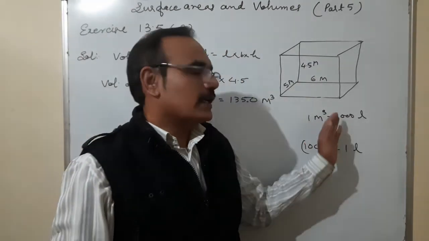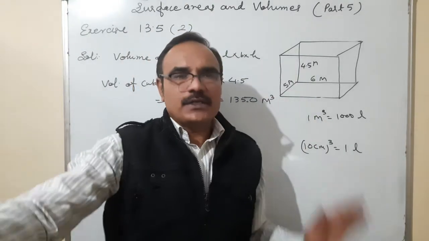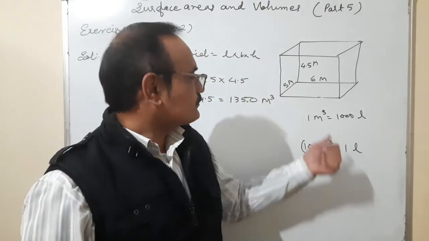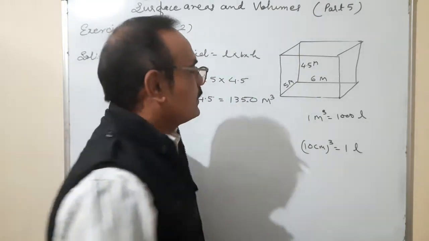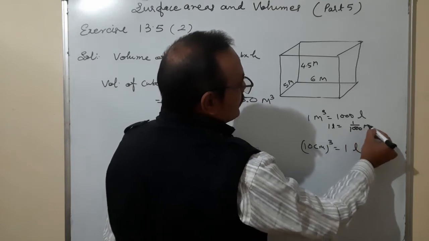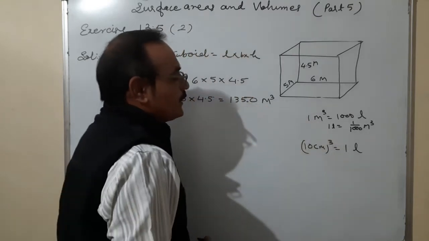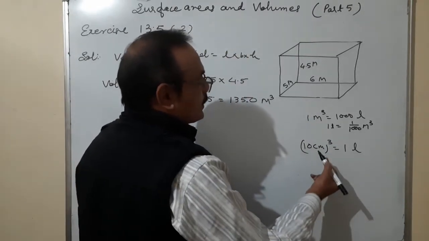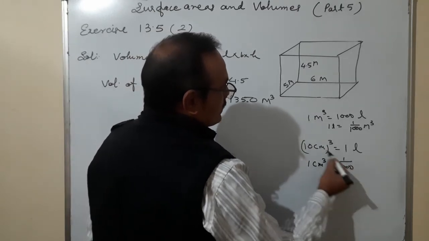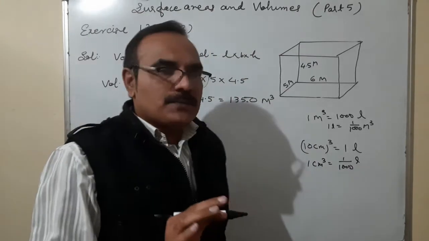If you know these things, you can understand on an imaginary basis. 1 meter cube is equal to 1000 liter. Therefore, 1 liter is equal to 1 upon 1000 meter cube, and 10 centimeter cube is equal to 1 liter. What does it mean? 1 centimeter cube is equal to 1 upon 1000 liter. Why 1000? 10 into 10 into 10 is 1000. Okay, very simple way.